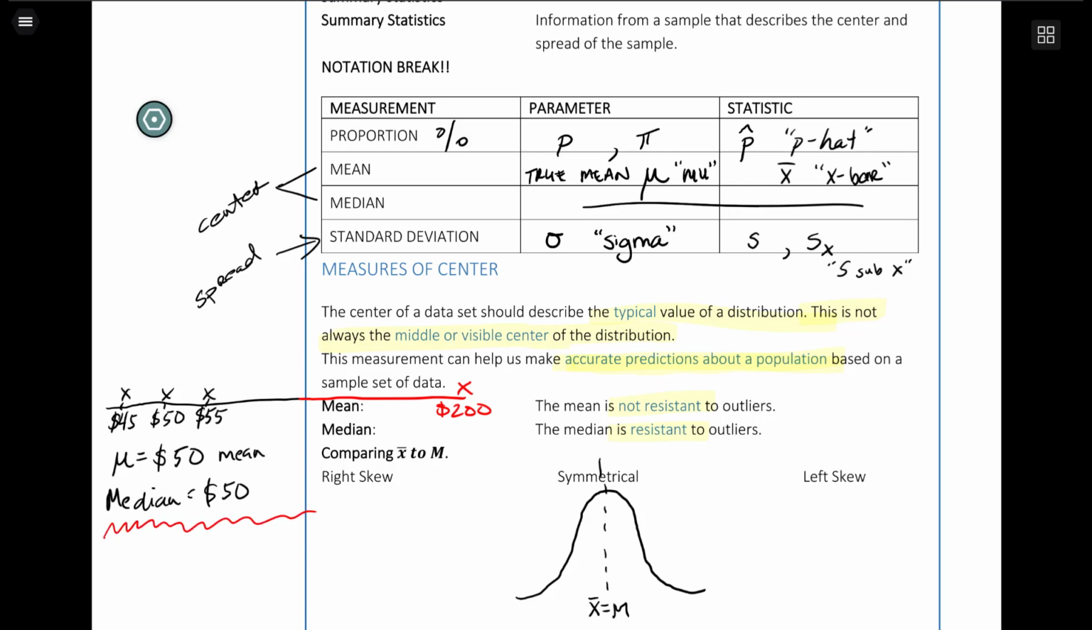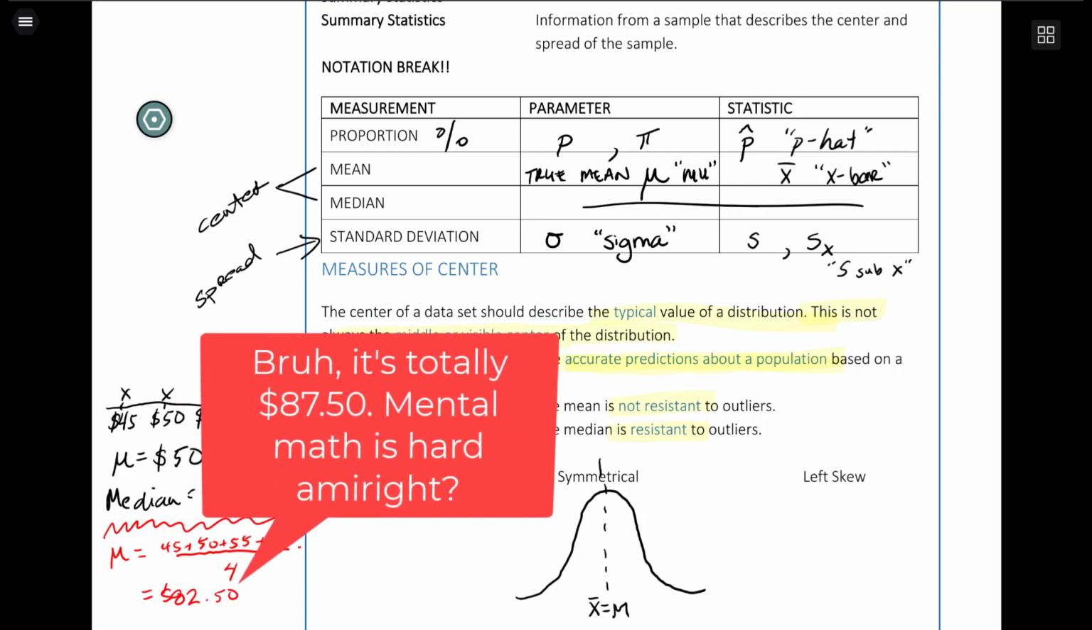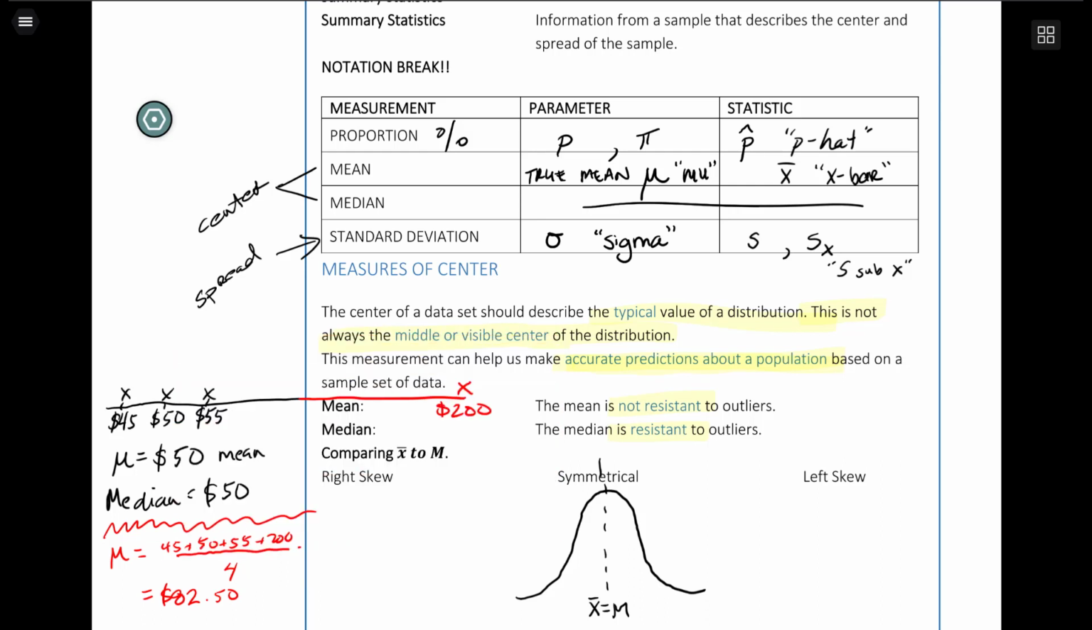Well, my new mean, when I include this $200 pair of shoes, we've got our $45, 50, 55 plus 200, and we've got to divide all those by 4. My new mean is going to be $82.50. Compare that new mean to the old mean. It's drastically different, right? What happens to the median?